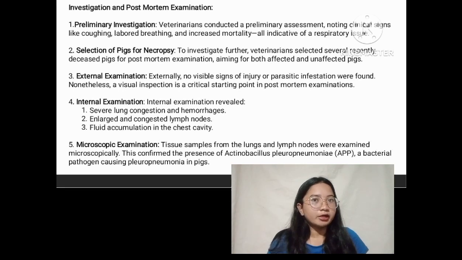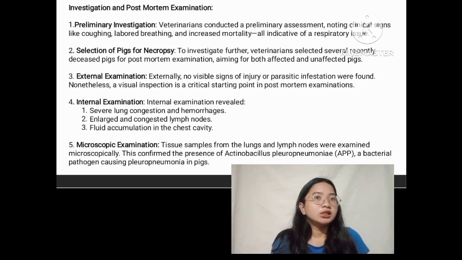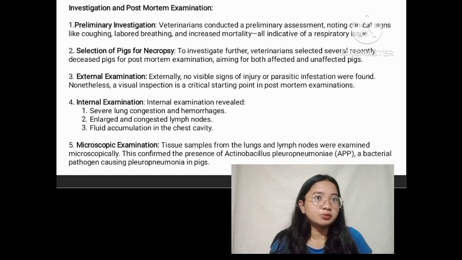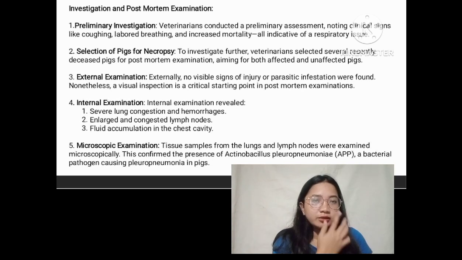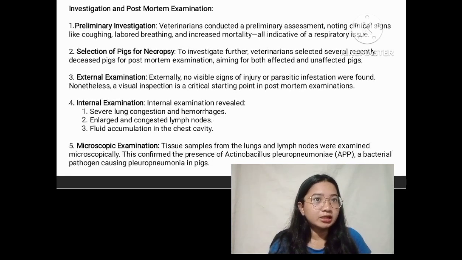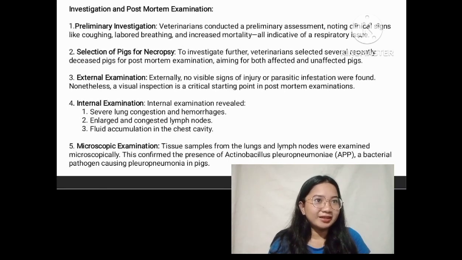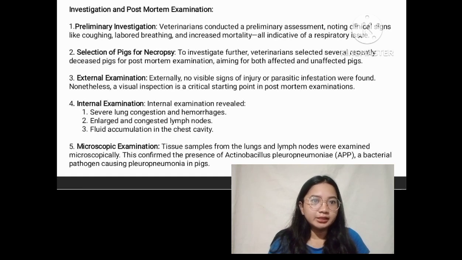Next is microscopic examination. Tissue samples from the lungs and lymph nodes were examined microscopically. This confirmed the presence of Actinobacillus pleuropneumoniae, APP, a bacterial pathogen causing pneumonia in pigs.